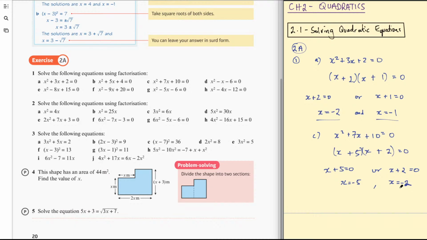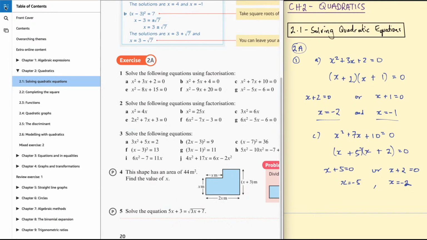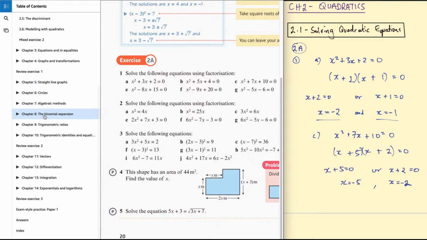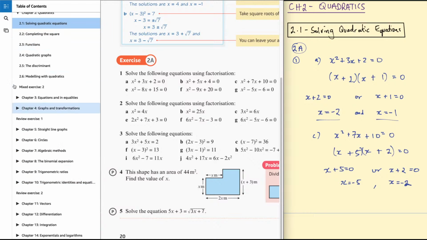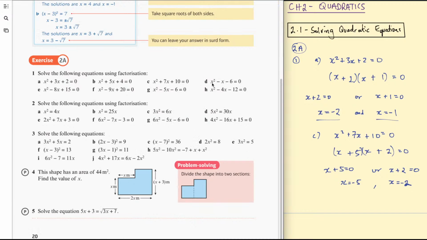Is there a list of stuff you'll teach in the future? So I am basically working through this textbook, so that's the plan, just to follow this. So there's the list, the chapters in the book. Okay.